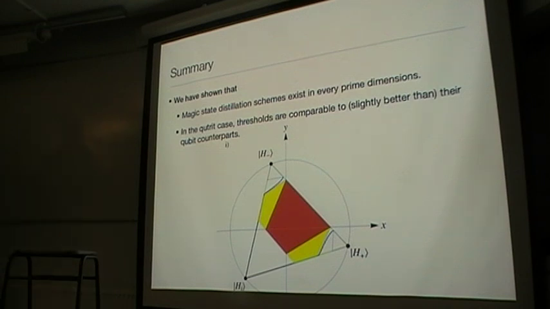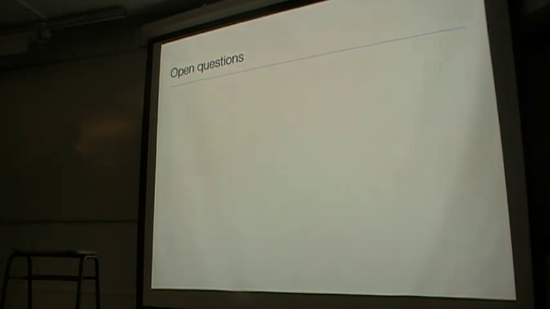I gave you an introduction to magic state distillation, and I told you about the most recent work in this area, which is to generalise to QDITs. And the bottom line is that it works. Magic state distillation does generalise to QDITs, and the thresholds, at least for the Q-ship case, are slightly better than in the cubic case. We don't yet have any analytics on how the thresholds scale as D gets bigger.